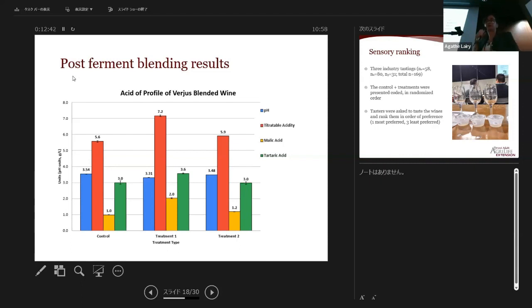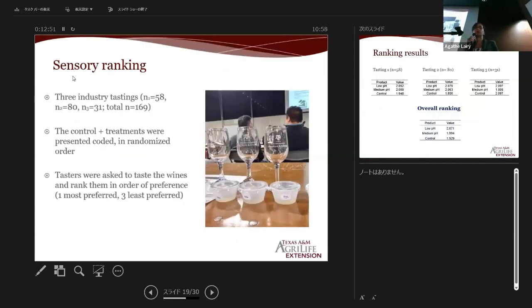And now the question was, okay, but how does it affect the quality of the wine, the sensory profile of the wine? Are they bitter? Are they too sour? Are they off in any way? So what we did, we had three different sensory rankings. So we had three industry tastings. For the first one, we had 58 participants. The second had 80 participants, and the third, 31 participants, for a total of 169.